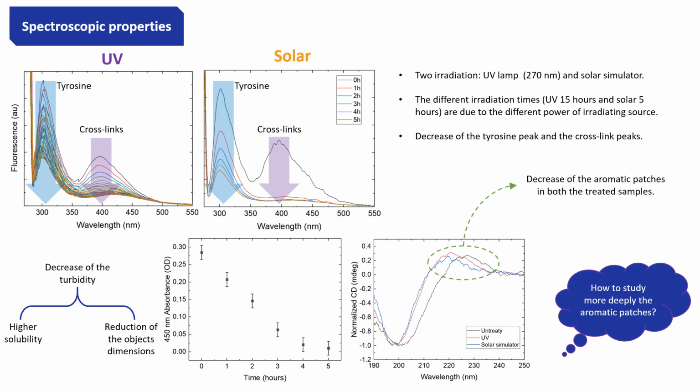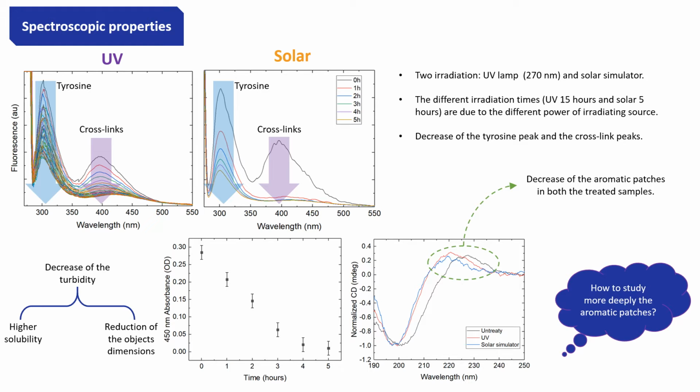First of all, I prepared the samples. The first one is obtained by irradiating the collagen with a UV lamp at 270 nanometers for 15 hours. The second one is obtained by irradiating collagen with a solar simulator for only 5 hours. This difference in irradiation time is due to the different power of the irradiating sources.